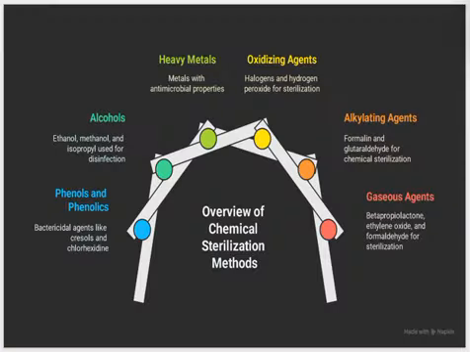Chemical sterilization involves several types of agents. Heavy metals have antimicrobial properties, while oxidizing agents include halogens and hydrogen peroxide. Alcohols like ethanol and isopropyl are commonly used. Alkylating agents such as formalin and glutaraldehyde modify microbial DNA. Gaseous agents like ethylene oxide sterilize by penetrating materials. Phenols and phenolics act as bactericidal agents. Together, these categories cover a wide range of chemical sterilizers.